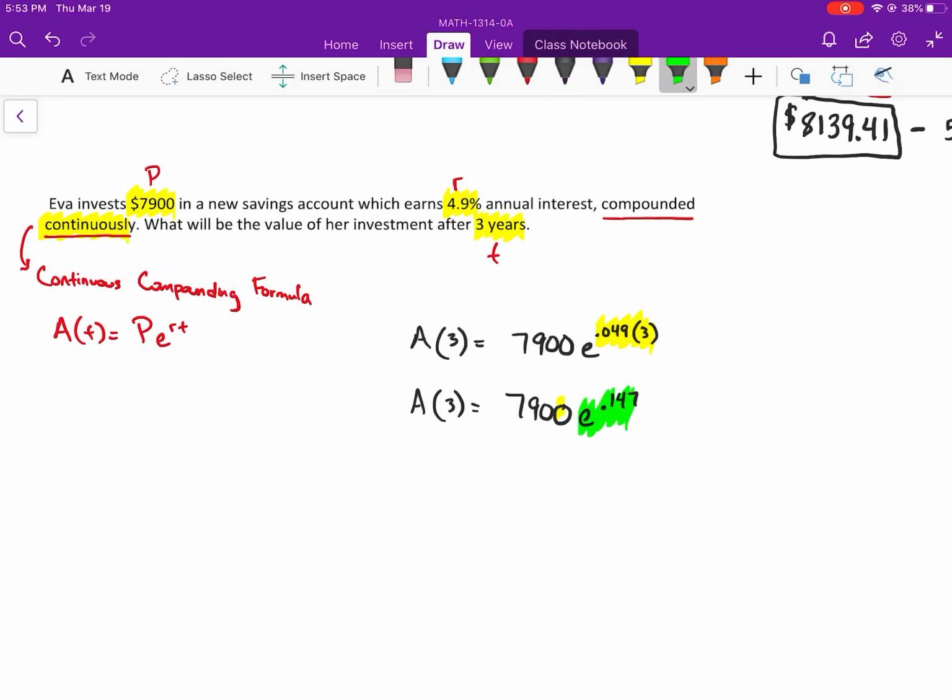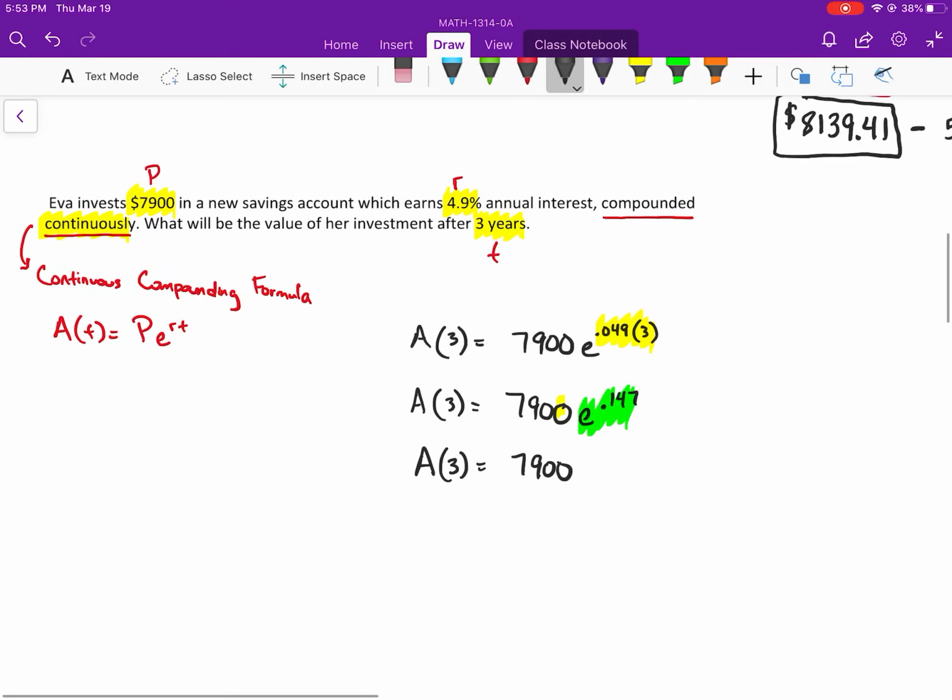All right, next part. I'm going to take e to that power. So A, the amount after 3 years, equals 7,900. Second, ln, 0.147. And again, you want to use as many decimal places as possible. So that gives 1.158353963.